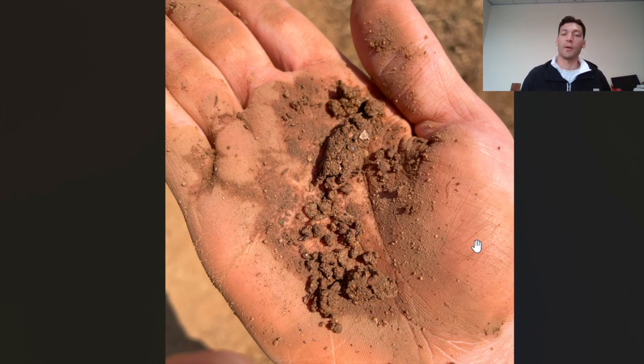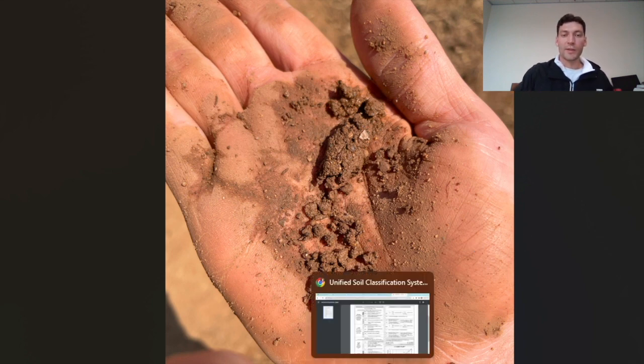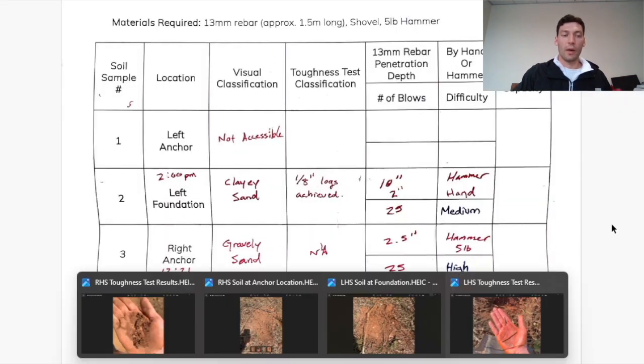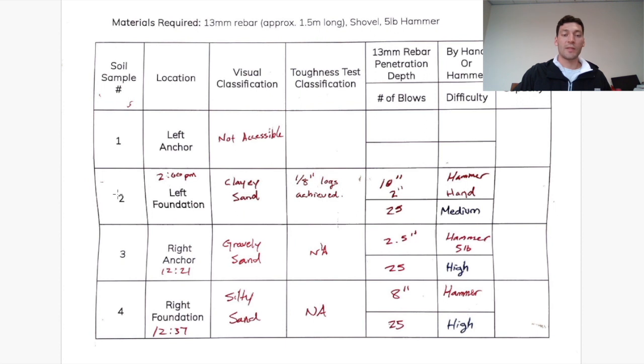It would break apart and not achieve those 1/8 inch threads. And this is the result of attempting to roll that, but not being successful. So moving back to our chart here, you'll see that for the second soil sample that we tested, yes, we did achieve those 1/8 inch logs, and that was the photo that I showed earlier.